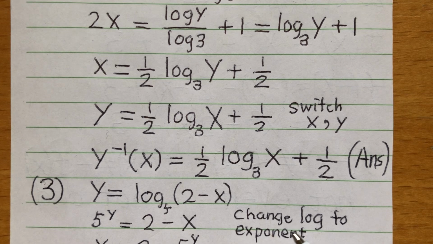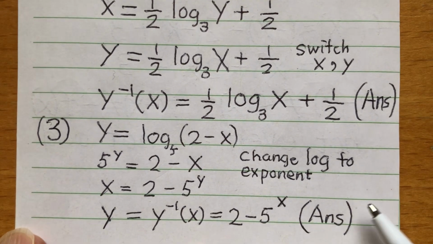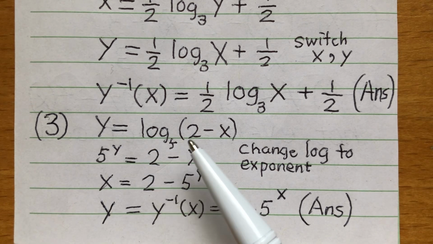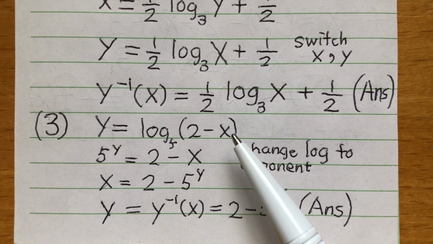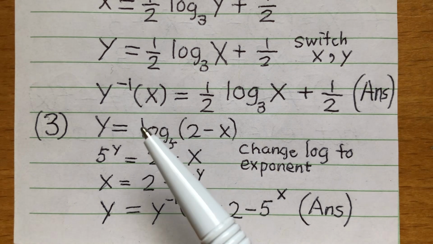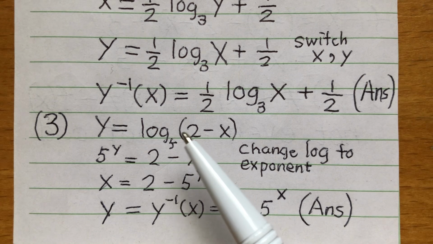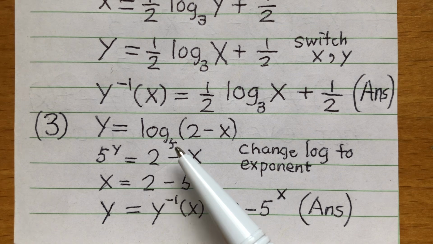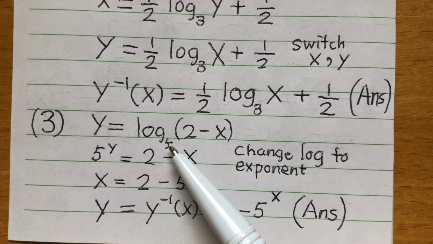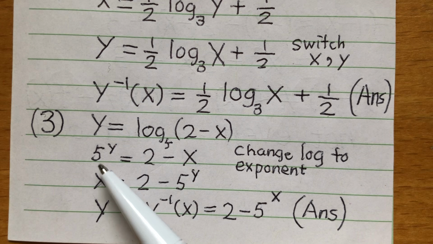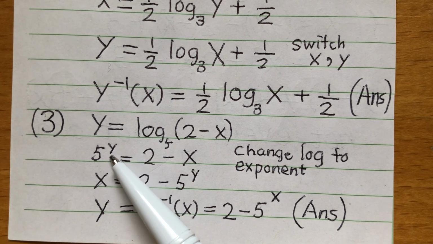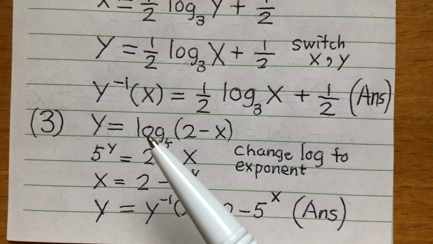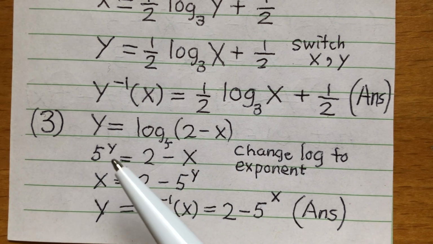Next example. y is logarithm base 5 of 2 minus x. I change the logarithm form to exponential form. This base 5 goes to the power y: 5 to the exponent y is equal to this. This is how you change logarithm to exponential form.